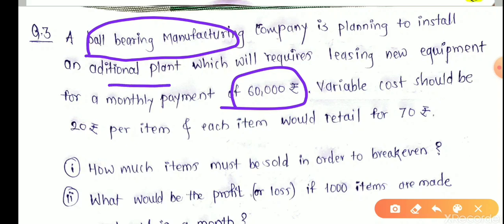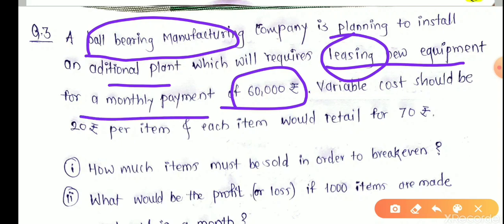Okay, a new plant requires new equipment for manufacturing, and for this they require new equipment on lease, meaning rent basis. After using this equipment, we have to pay the rent for the use of that equipment per month, and this rent was 60,000 rupees.